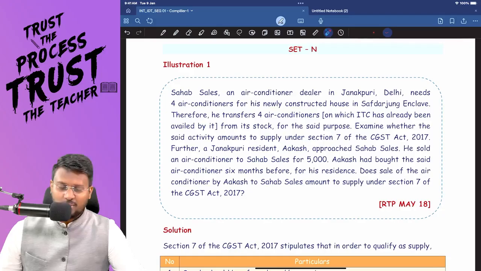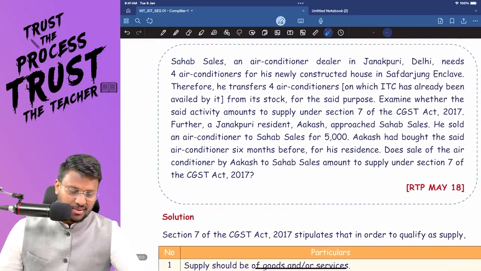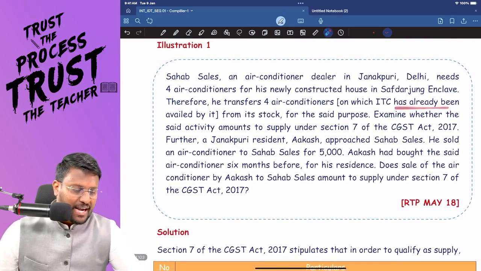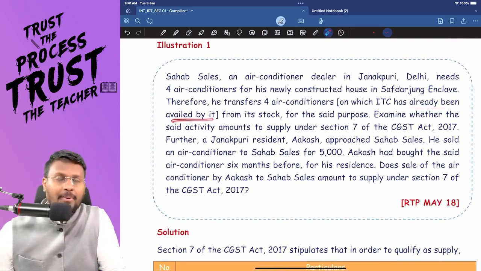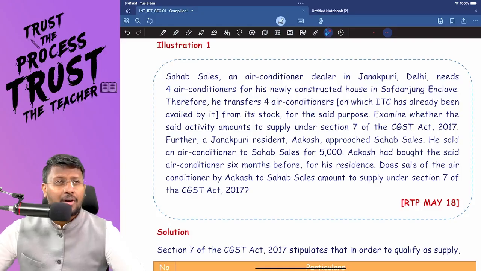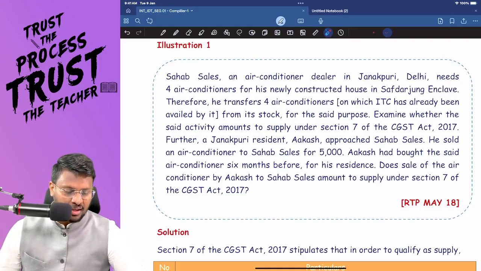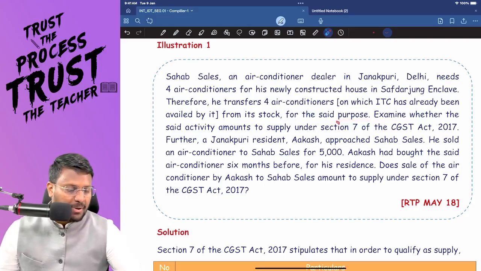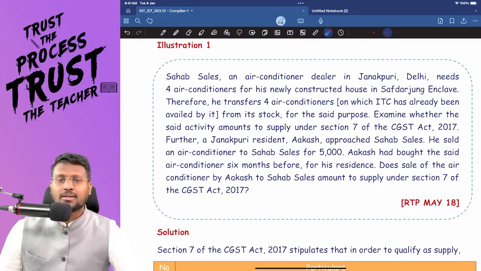If you don't know how to read it, you have to read it like this. Therefore, he transfers 4 ACs on which ITC has already been availed by it. That means they have availed the what? ITC from its stock for the said purpose. Examine whether the said activity amounts to supply under section 7 of the CGST Act.